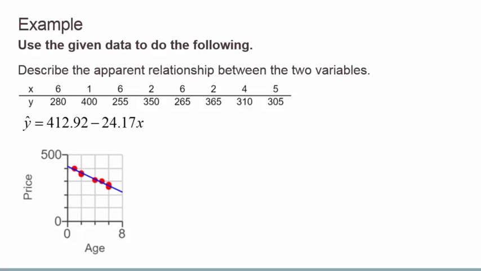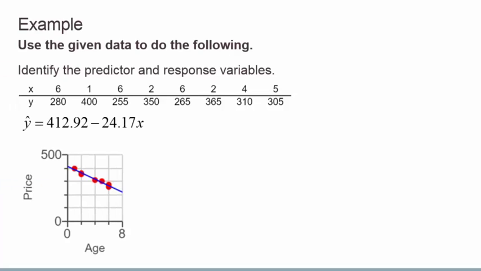Continuing, describe the apparent relationship between the two variables. Because the slope of our regression line is negative, our line goes down from left to right. Price tends to decrease as age increases. Continuing, identify the predictor and response variables. The predictor is always our value for X, which is the age of the ambulance. Our response variable is the value that we get for Y, which is the price of the ambulance.